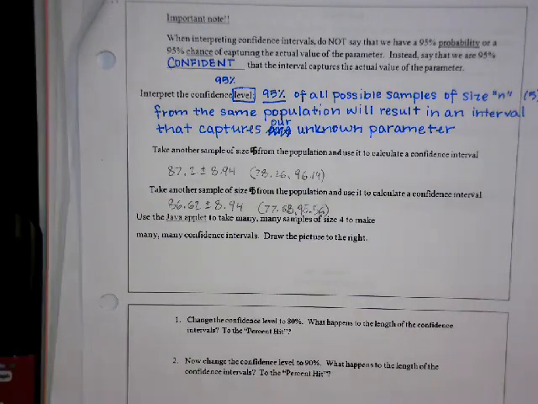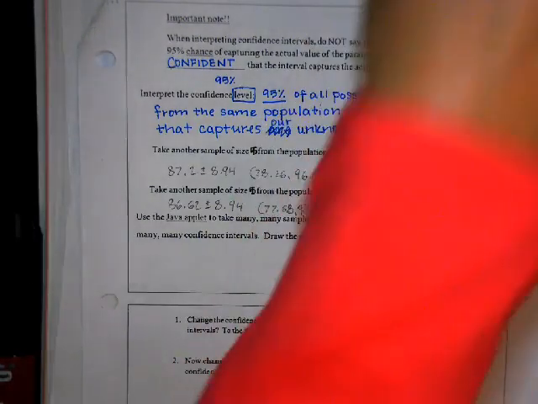All right. So here's our applet. So we have our population, Mason.